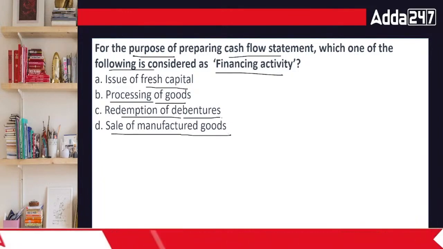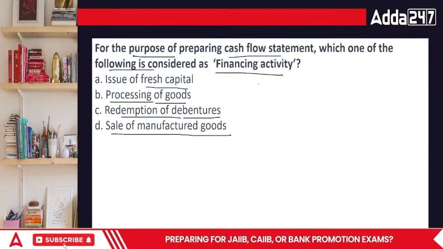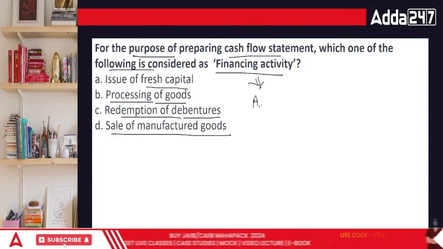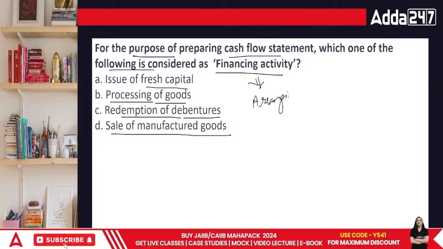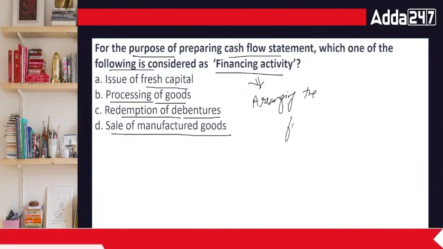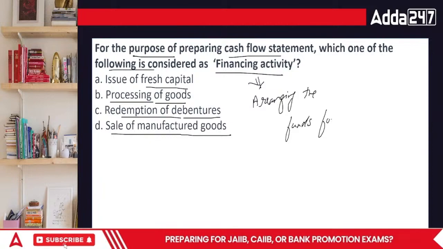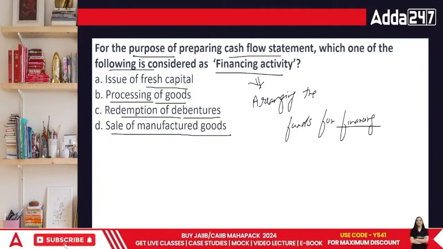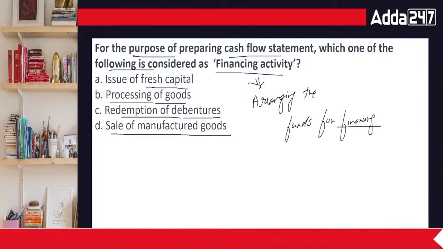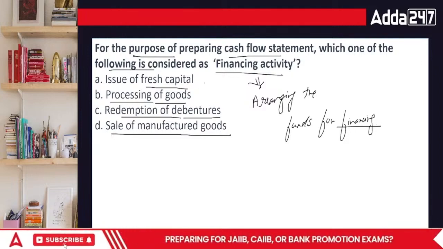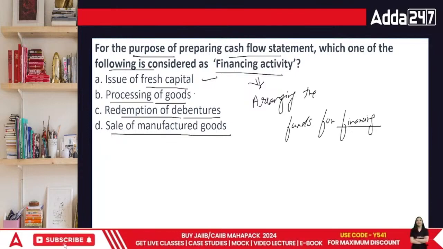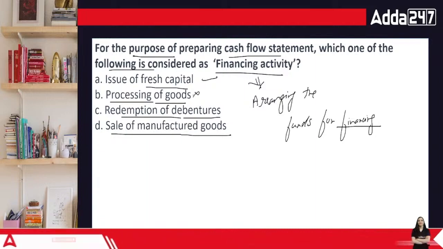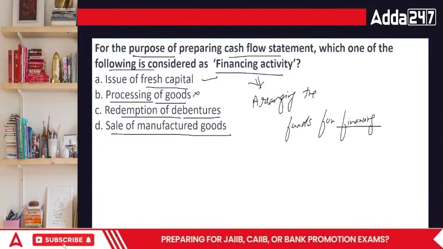When we talk about financing activity, it means those activities where you are arranging the funds for financing the business. How do we do it? In terms of financing the business, we have the issue of fresh capital. This is where you are getting the money. Processing of goods is basically operating, not something that we have to choose. Redemption of debentures means you have paid.